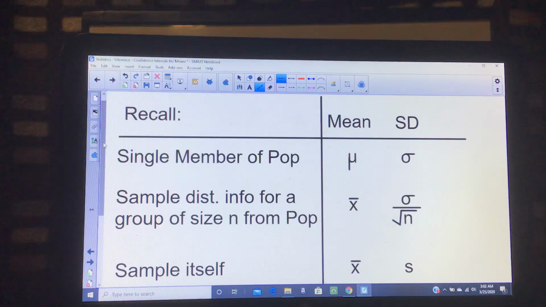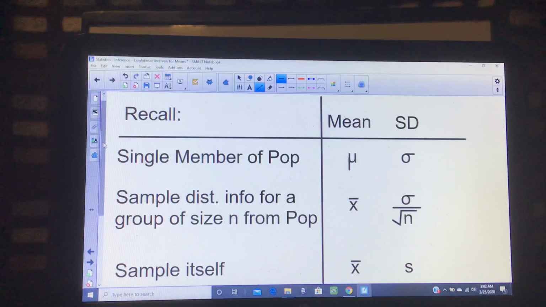Okay, the purpose of this video is to get you started doing inference with means. So we did lots of inference with proportions. We did one proportion and two proportion, intervals, and tests. The intervals are those confidence intervals. So we need to do all of them for means as well.